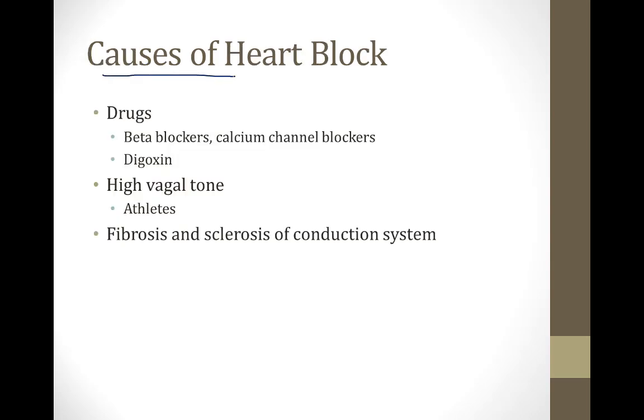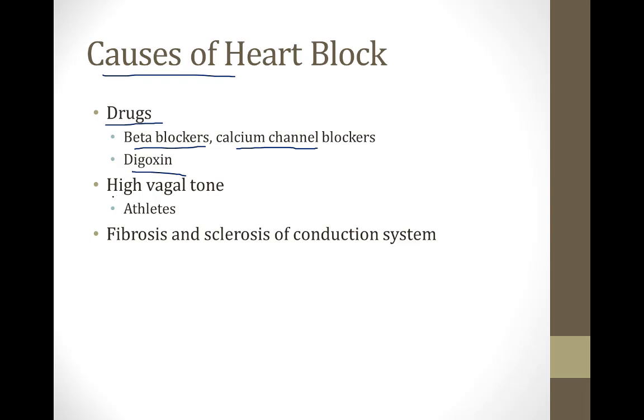So what are some of the causes of heart block? In other words, what causes the impairment of impulse propagation from the atria to the ventricle? And some of these causes we've already discussed. So drugs can slow conduction from the atria to the ventricles, especially in the AV node. We talked before about how beta blockers and calcium channel blockers can slow AV node conduction. So can digoxin, and all of these drugs can cause AV block, especially the forms that are caused by slow conduction through the AV node.